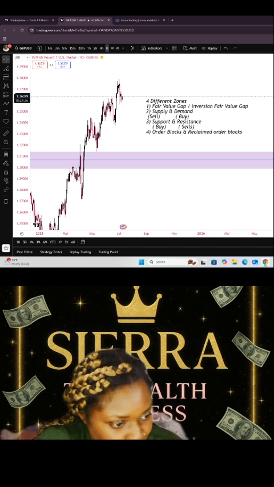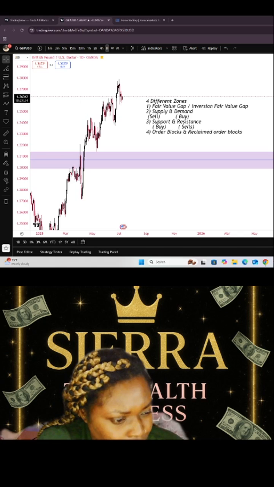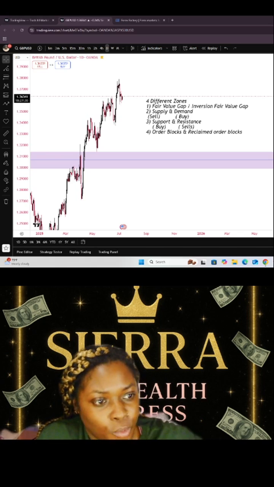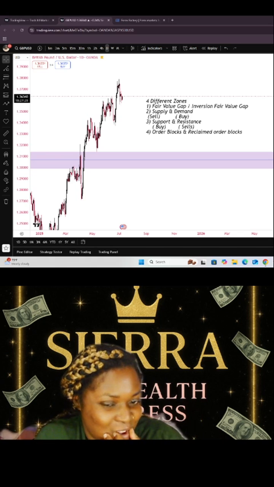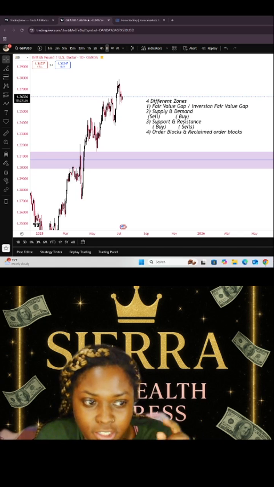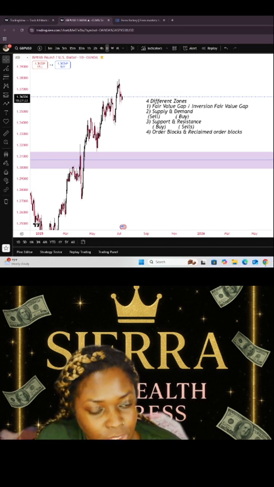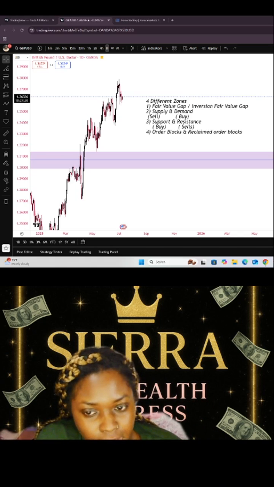What's the difference between MT4 and MT5? MT5, when you put in a trade, will automatically calculate your TP and stop loss for you. MT4 doesn't do that. That's pretty much the only difference. They look exactly the same.